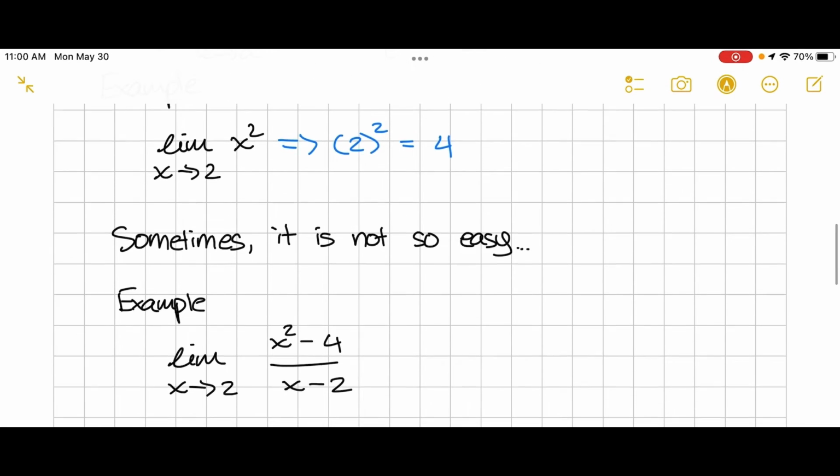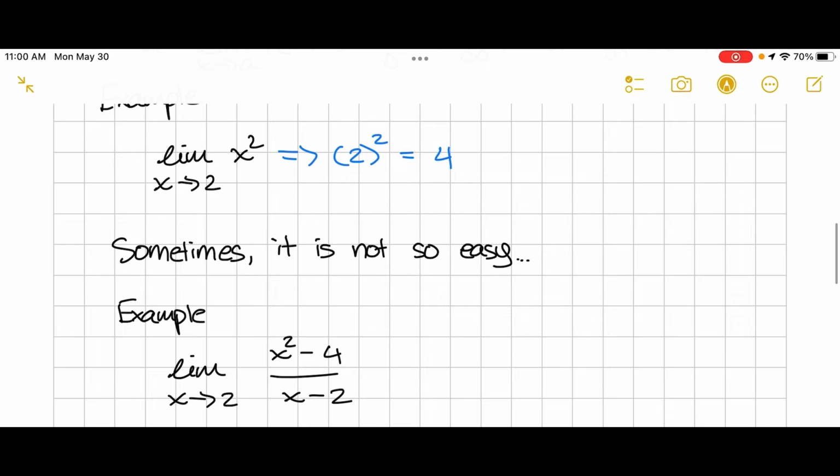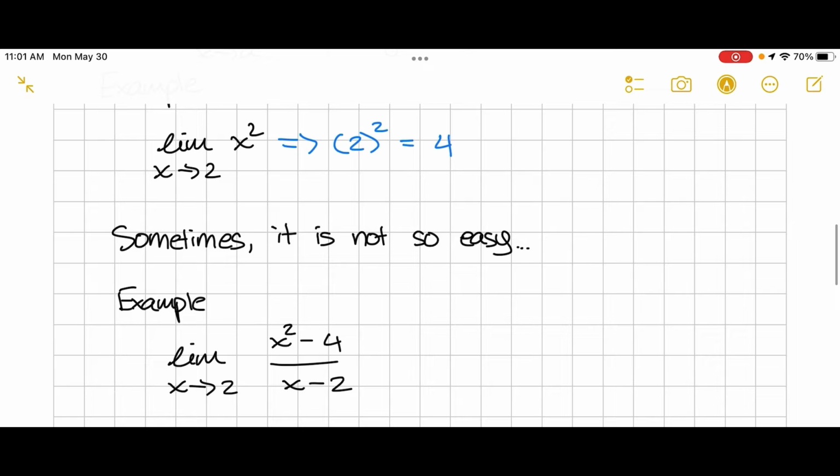However, sometimes it is not so easy. If we look at the next example, the limit as x approaches 2 of x squared minus 4 all over x minus 2, and if we take a closer inspection, we will see that if we plug in 2 for x, this expression goes to 0 over 0, which means that what we need to do is algebraically rearrange this. So if we do that, we will see that this is equal to the limit as x approaches 2 of x plus 2 times x minus 2, this is just the difference of squares rule, all over x minus 2.